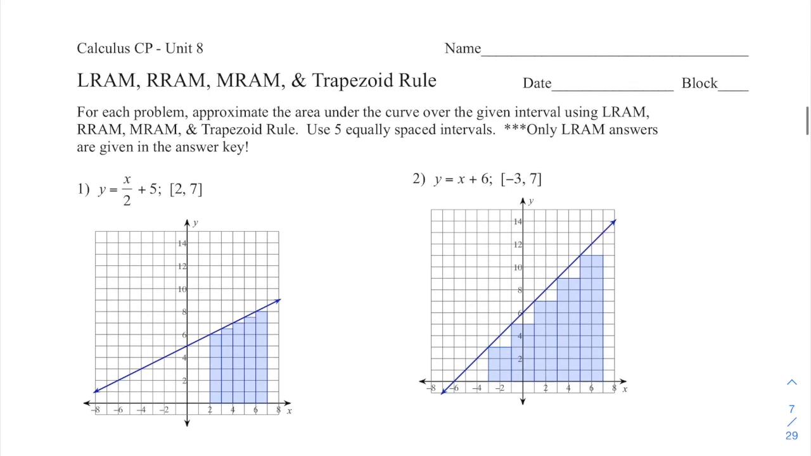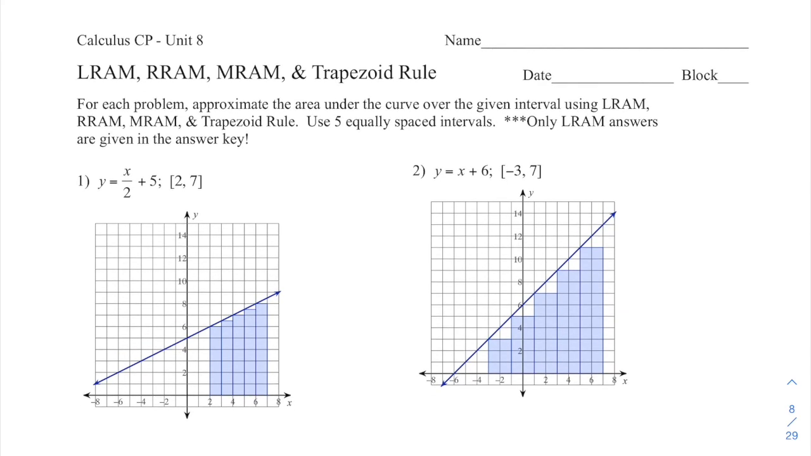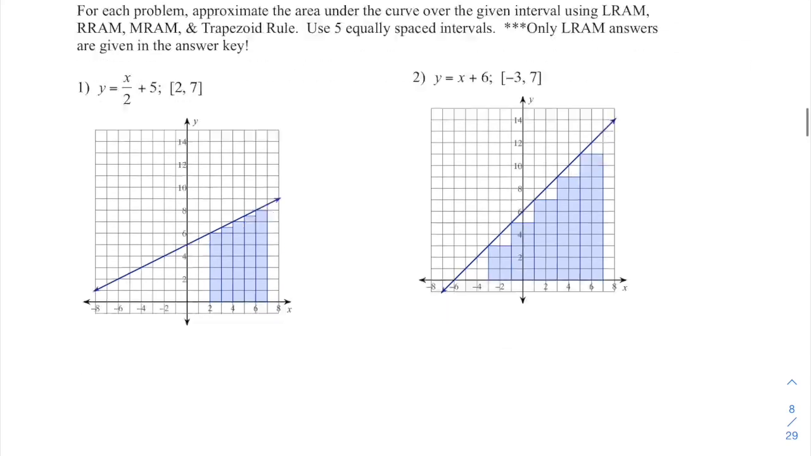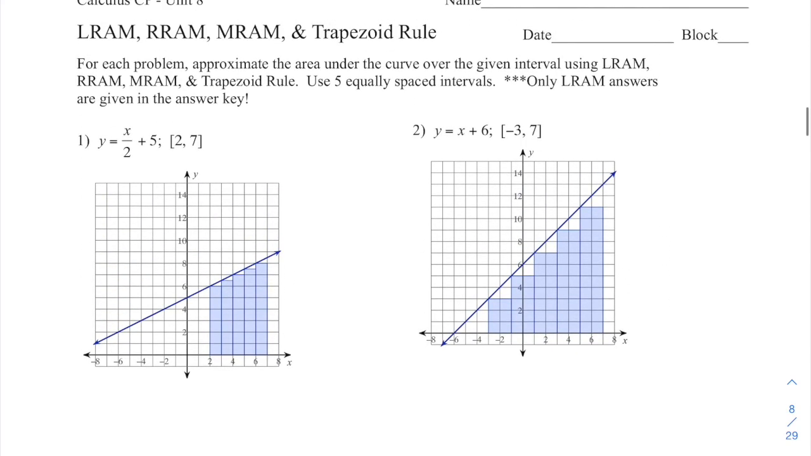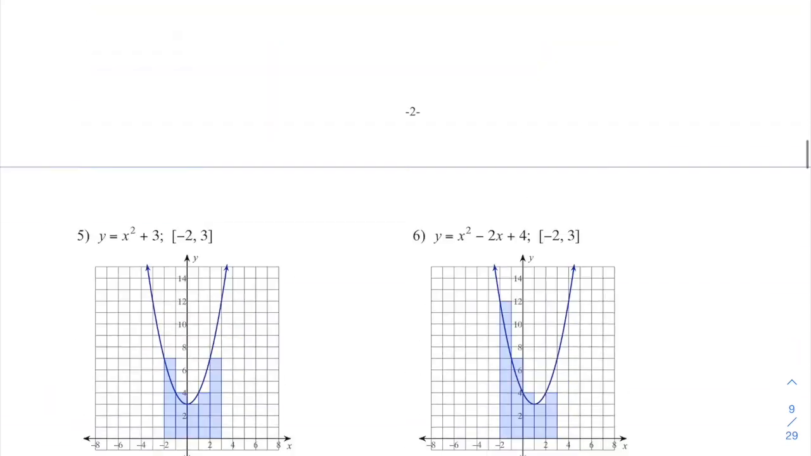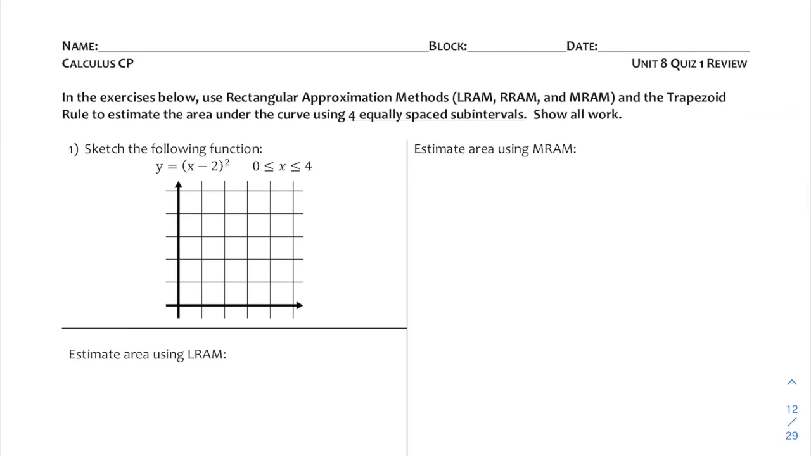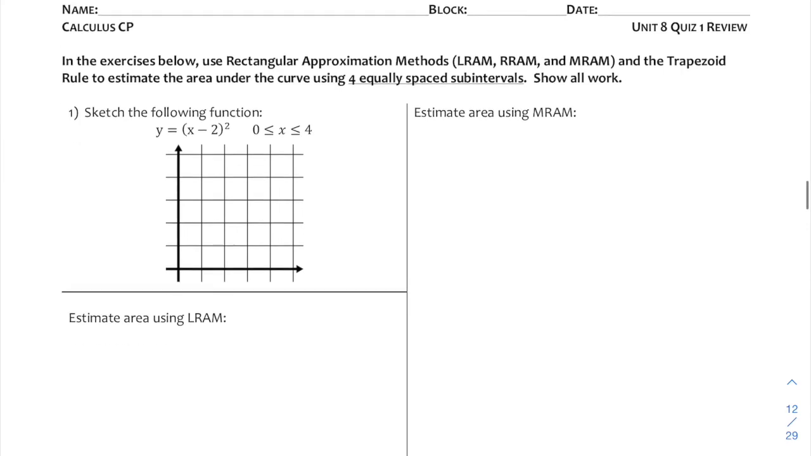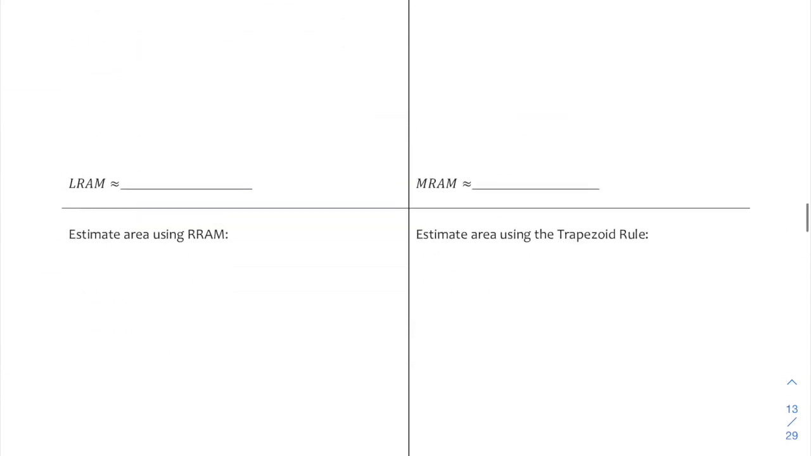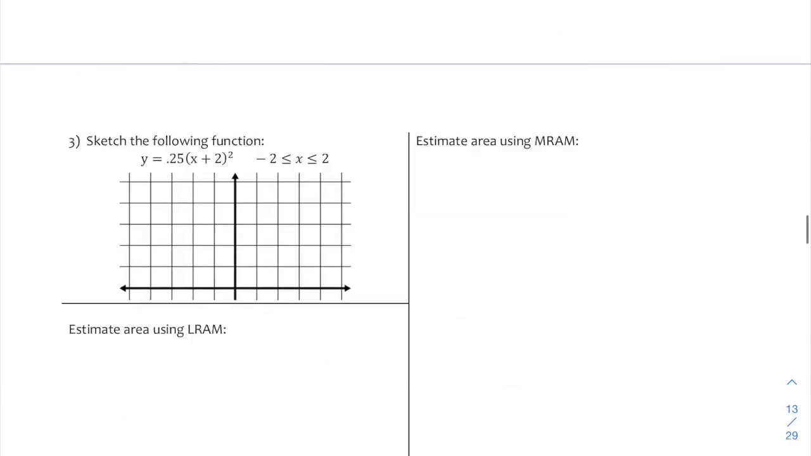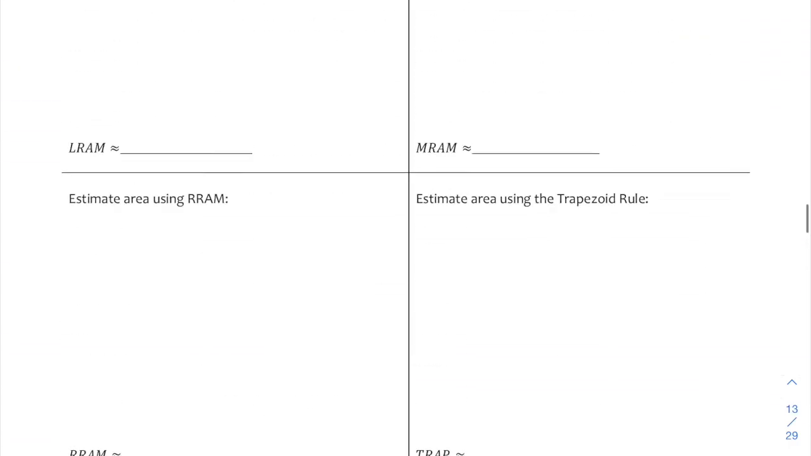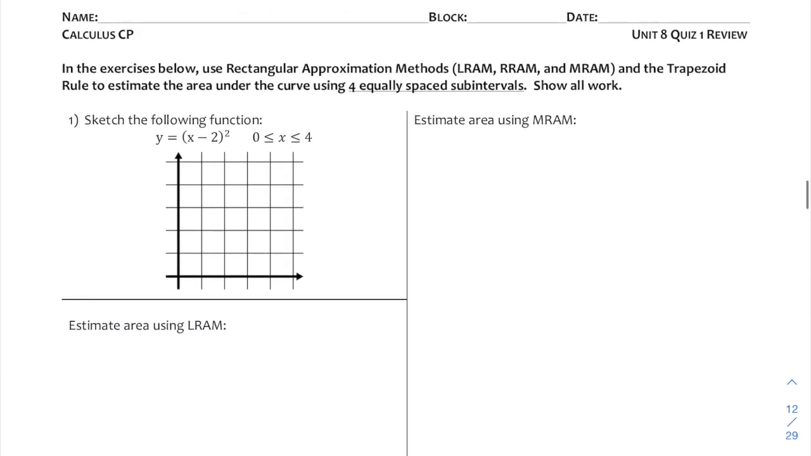So here's what you need to do before Friday. Complete this worksheet and send it to me. I'm going to try to get Google Classroom up and ready for you to submit it there. Scanned copies, Adobe Scan, whatever, pictures. Okay, so you want to do LRAM, RRAM, MRAM, and trapezoid rule for these. I'll try to make an answer key if I have time. Unit 8 quiz 1 review, there's already an answer key. So you're going to want to do this as well and print it and then send me a scanned copy. Okay? And for those three, there are 3 questions. So that's what's due Friday.